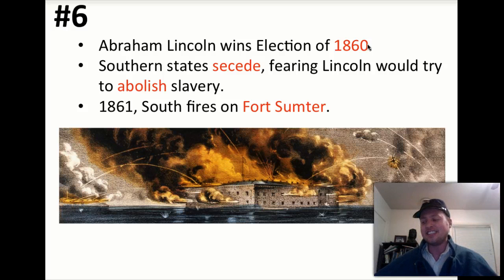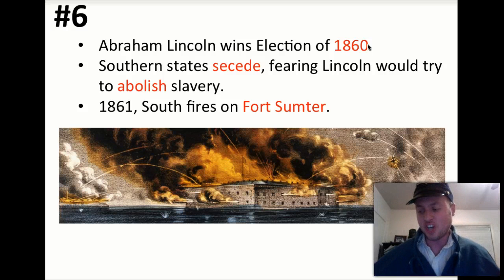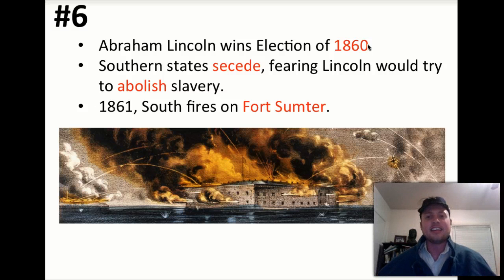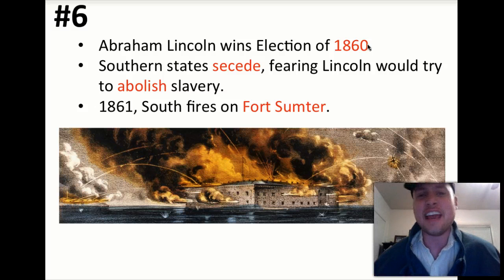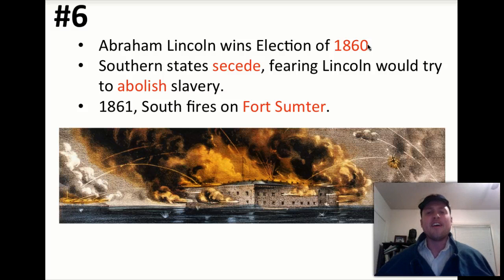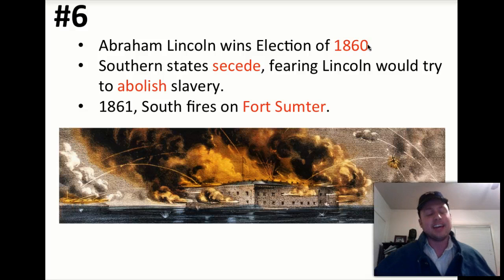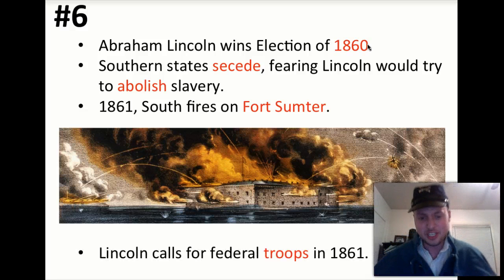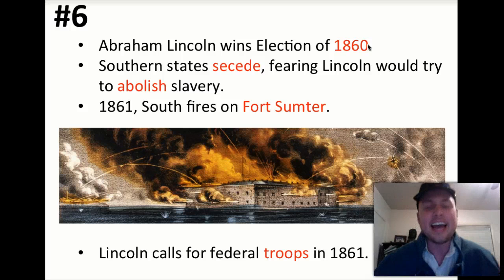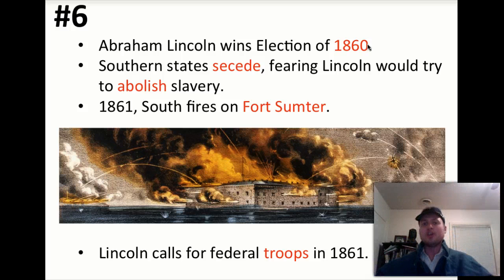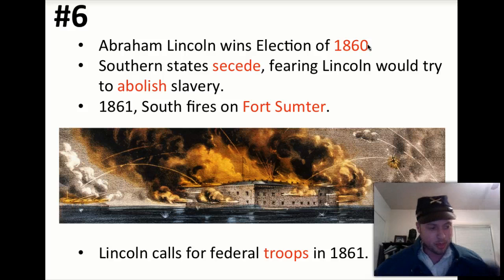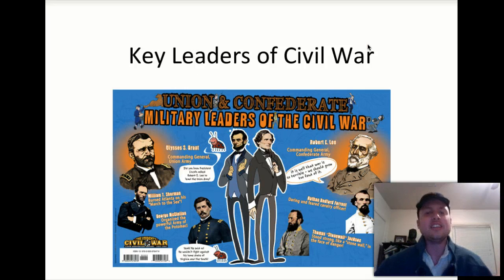And then in 1861, in Charleston, South Carolina, cannon shots rung out in the April sky as the South fired on Fort Sumter. And the first shots fired began the Civil War. Lincoln responds by calling for troops in 1861, and he's going to use these troops to invade the South. And the South's got to get their armies ready to fight against these troops coming into the South. And now it is on like Donkey Kong. Who are these key leaders of the Civil War?